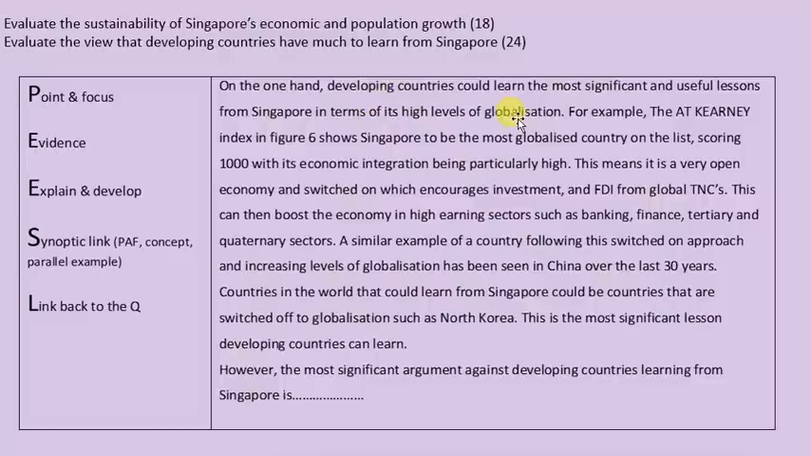So, point, globalisation, most significant and useful lessons. And if you look, I've used words from the question. I've just turned it round. So, developing countries could learn the most. I'm constantly glancing back at it. Then I'm going to develop it and explain. This is where you're proving that it's not just a lift off. If you leave it at that, you're lifting off. You've got to then expand and tell me, well, why does that mean that they're going to learn something?